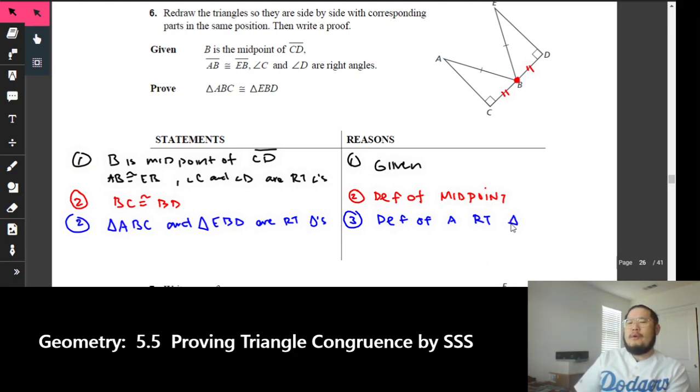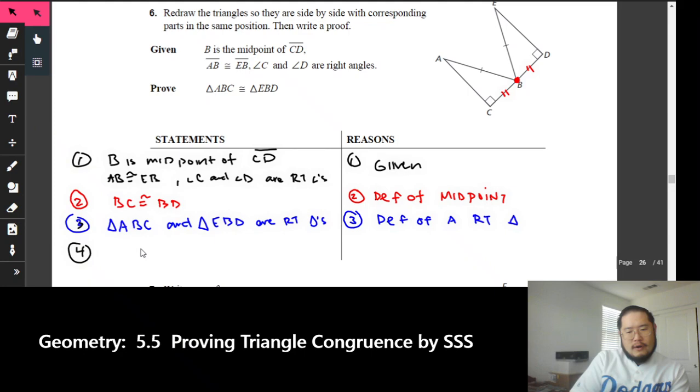So now the reason why I'm making sure that we include in our proof that we have a right triangle and we have two pairs of sides that are congruent is because, remember, one of the theorems was specifically used for a right triangle.